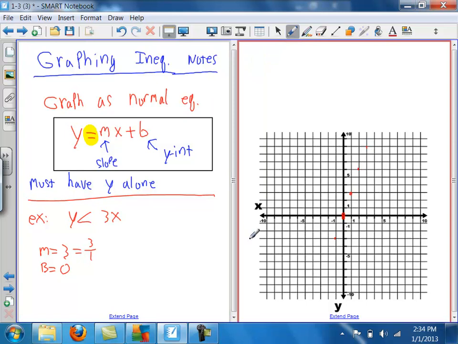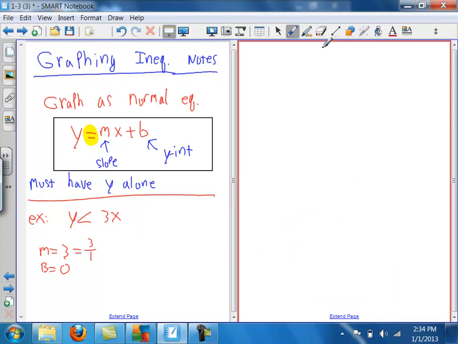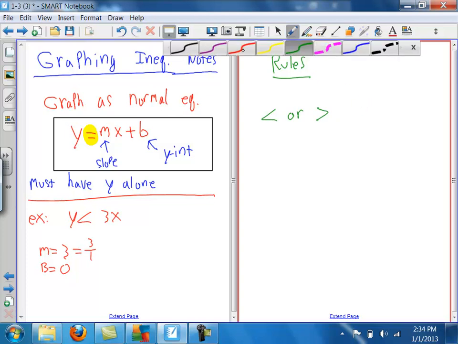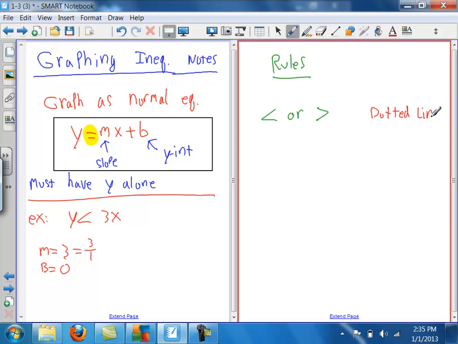Now here is when the rules come in. So let's add some rules here. We'll go back to that graph. Don't worry, we didn't lose it for good. This is where we need our rules. If it's like this, or like this, then it's a dotted line. We just talked about it, but we're going over it again. So that's what you need to know. If it's like this or like this, then it's a dotted line.